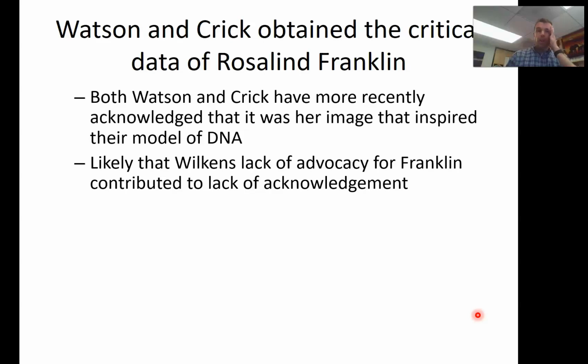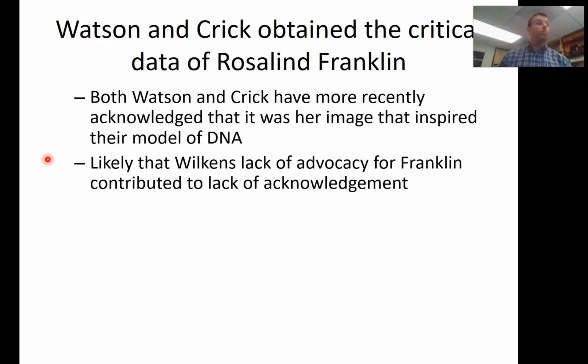Somehow Watson and Crick obtained that critical X-ray data, and both of them have actually recently acknowledged that it was her image, her data, that inspired their model of DNA. Unfortunately, Wilkins didn't really advocate for Franklin. He probably was a bit of a sexist, and her being a female, especially at that time, really didn't get the credit that she deserved.